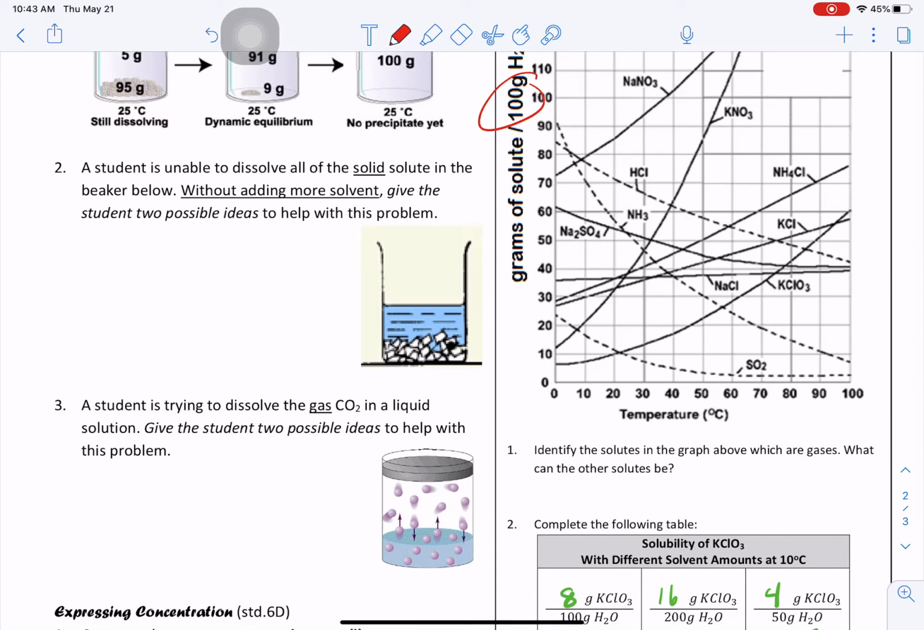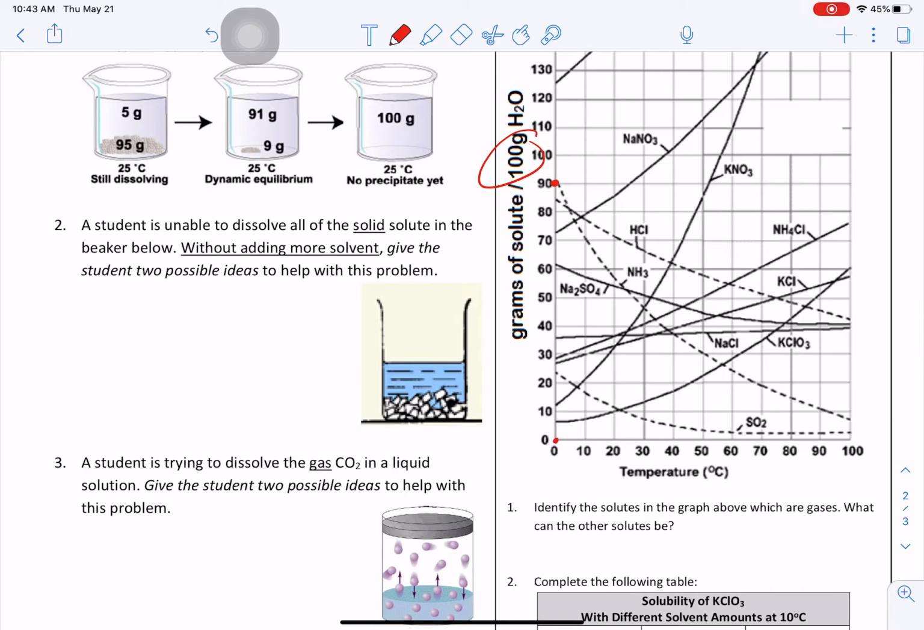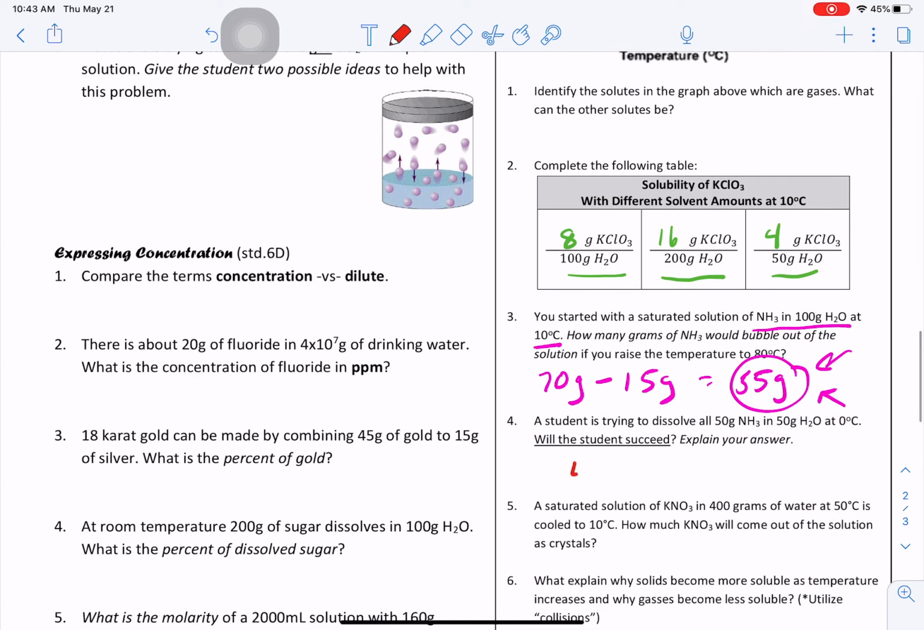So here's NH3 again. At 0 degrees, we can dissolve about 90. Now, that's in 100 grams of water. What if we had 50 grams of water? Well, if we had half the water, we can dissolve half the solute. So half of 90 is 45. So the maximum amount we can dissolve at 0 degrees Celsius in 50 grams of water is 45 grams. So we're trying to dissolve 50. Can we? No, we cannot.